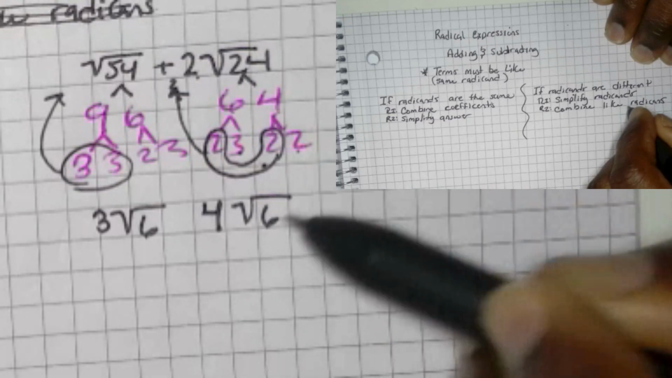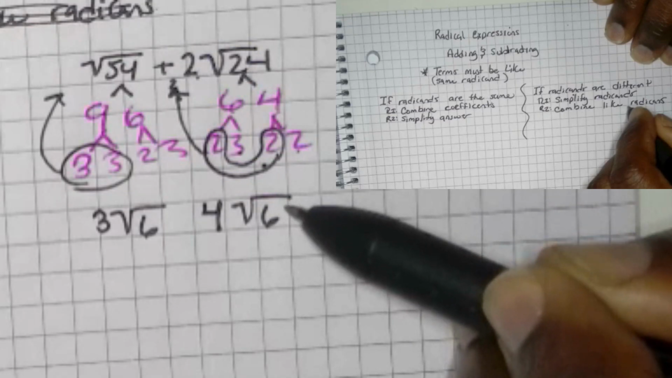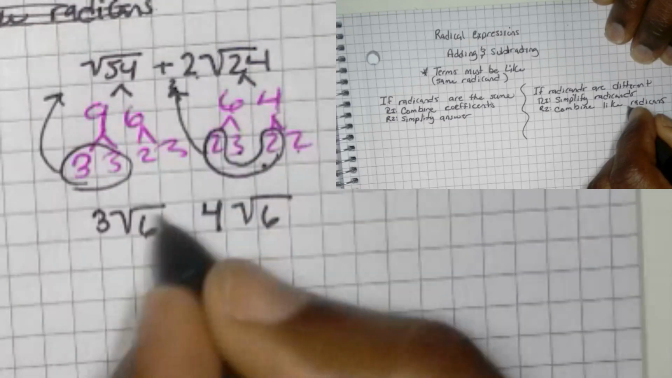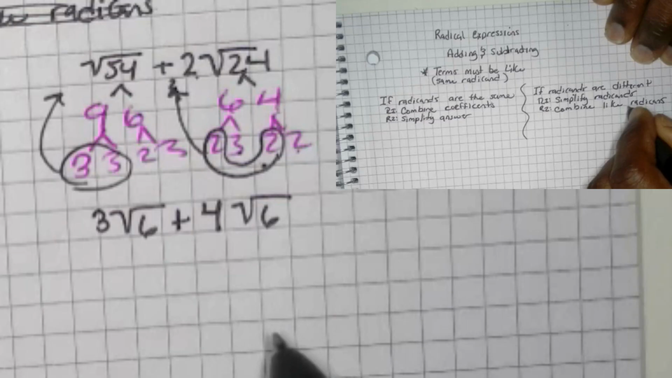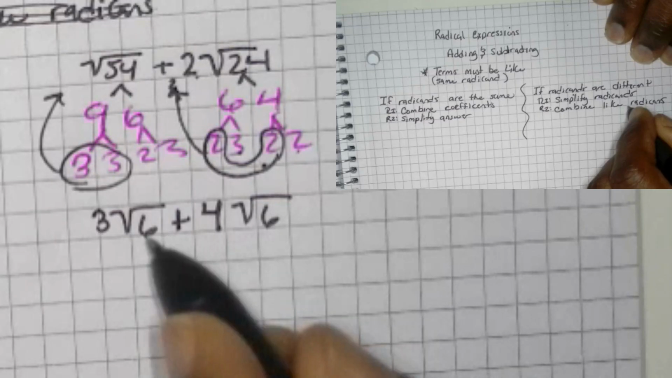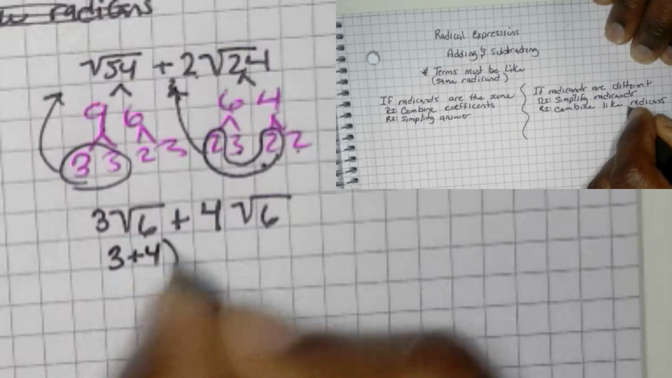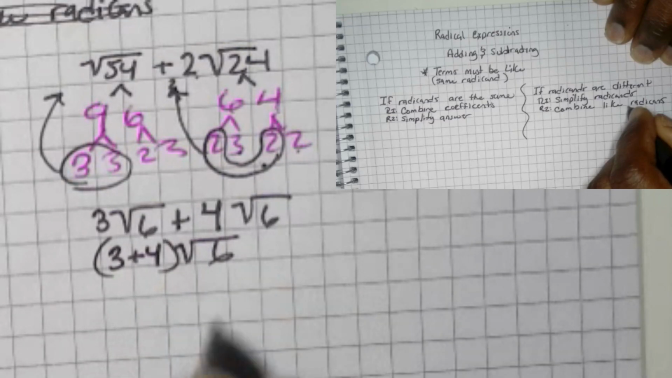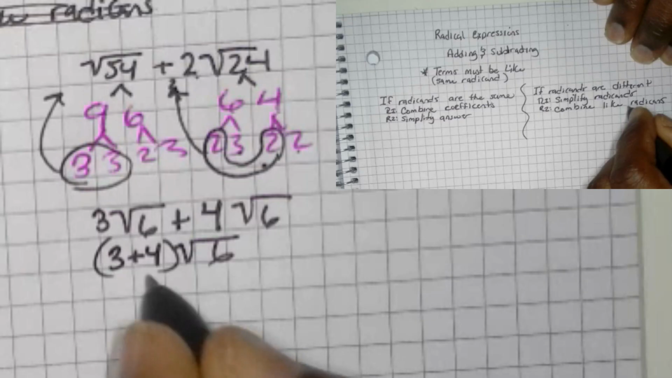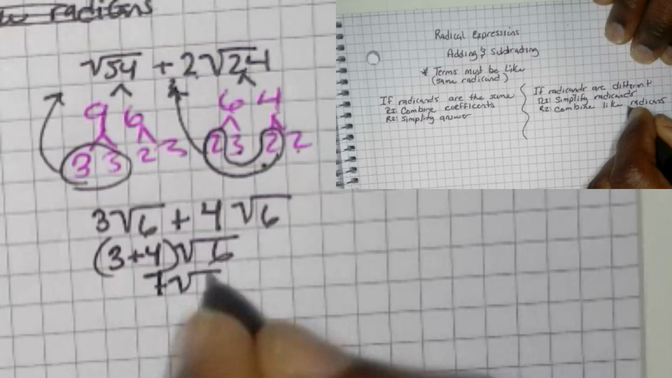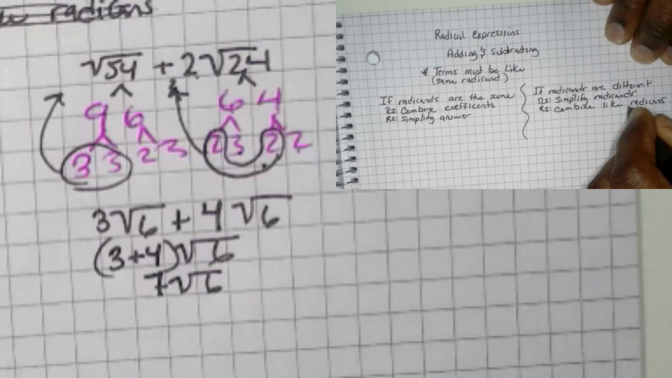So 3 and 2 goes back together to make 6. There's a plus sign between these numbers. Fine. Cool. So now we have like radicands. So we put the 3 and the 4 together, which they belong to square root of 6, and the answer is 7 square root of 6. Alright, let's do another like one.